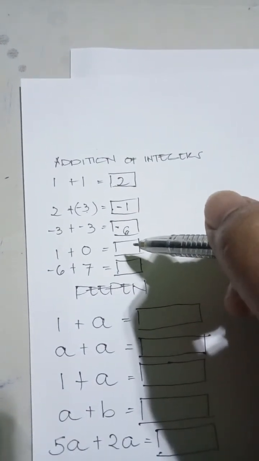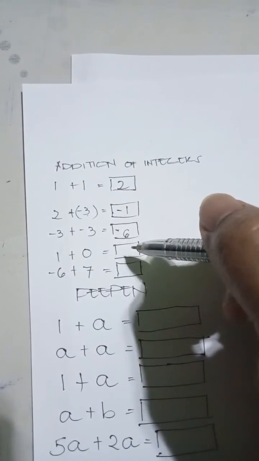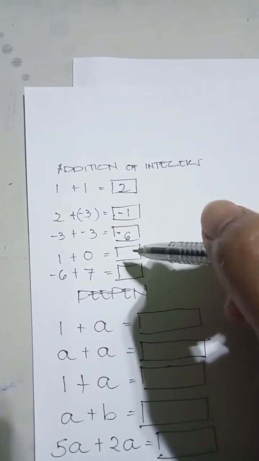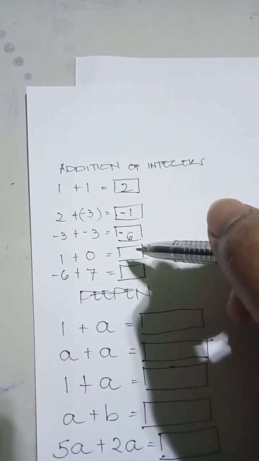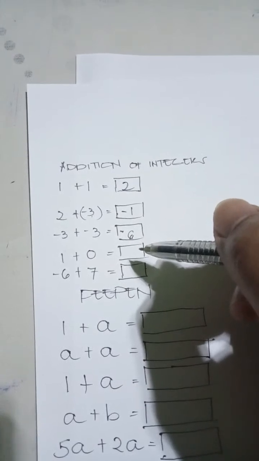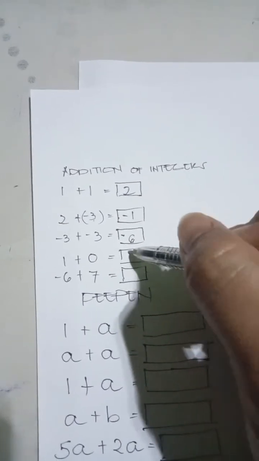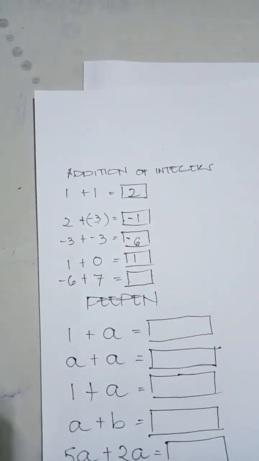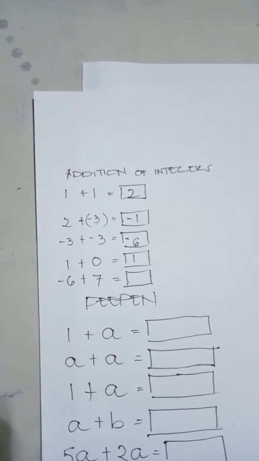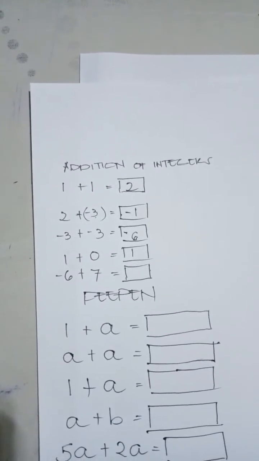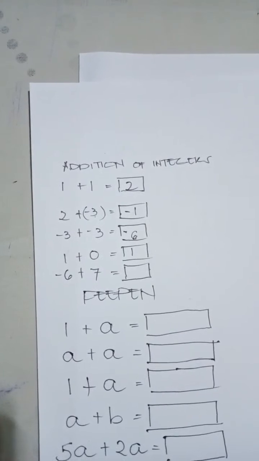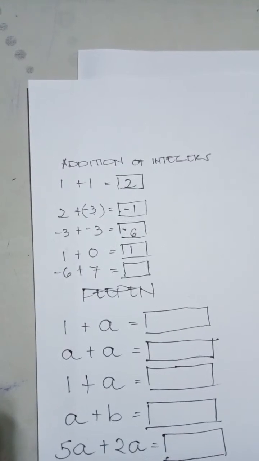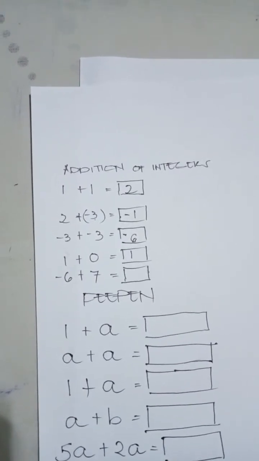What about the other? 1 plus 0 is the easy one. 1 added by nothing, the answer is 1. But this is a question: say your teacher asks you, is 0 a number? Your answer must be yes. But if your teacher asks you if 0 is a counting number, you must say no.